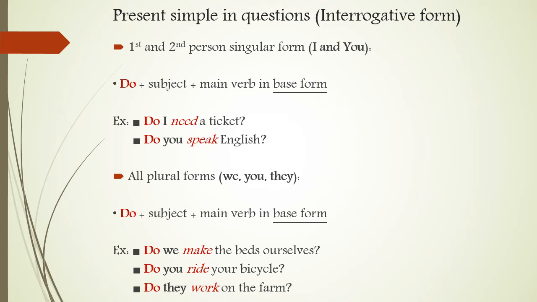Also, with all plural forms, we, you, and they, the other pronouns, okay, the same form and structure of a sentence in the interrogative form. Do plus subject plus main verb in base form. Example, do we make the beds ourselves? Also, we is a plural form, so we use do with that, and we put do at the beginning of the sentence. And the verb make stays as it is.